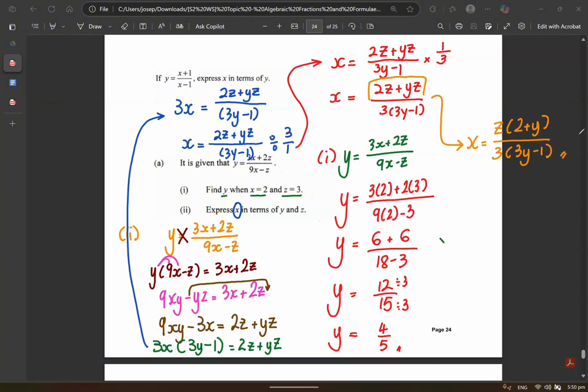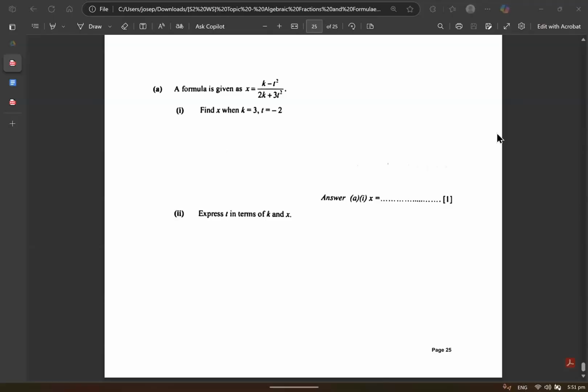Now, the question says that x is equal to k minus t squared over 2k plus 3t squared. You're trying to find x, okay? You're going to sub k equals 3 and t equals -2. So x is equal to, k is 3, right? 3 minus bracket -2 to the power of 2, over 2k, I sub 3 into k, plus 3 bracket -2 to the power of 2.